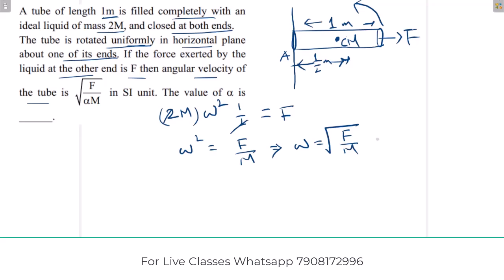Now in the question it is given that omega is equal to root over F by alpha m. If we compare these two, then we can easily write alpha is equal to 1. So the value of alpha is 1.